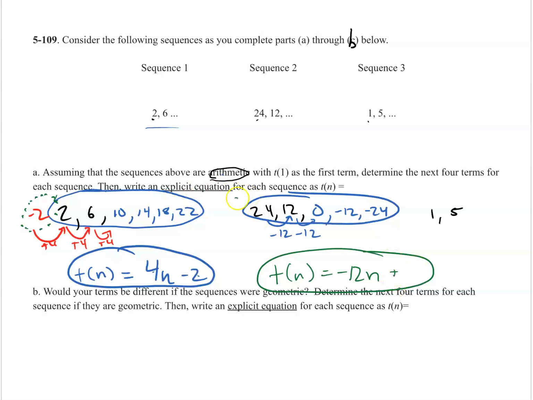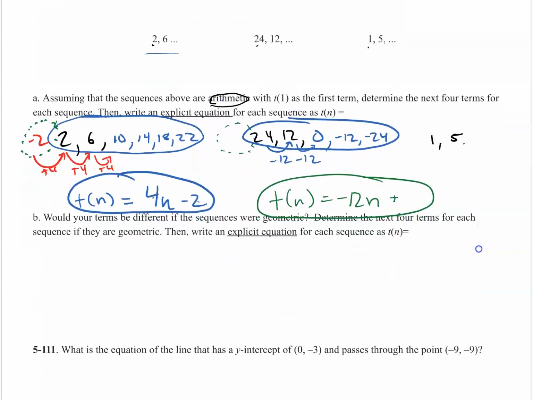Plus what? Figure that out, and then finish the next and last one for A. Now for B.